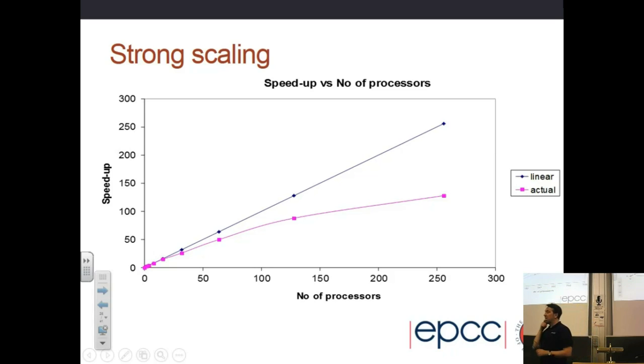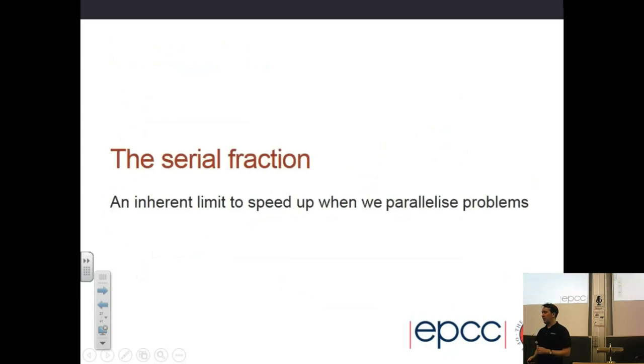So the question is, can we have some way to model that? And that's what the final part of this lecture is. Sorry, I'm jumping ahead. There is an inherent limit to speed up when we parallelize problems. I said, for example, for the Sharpen example, the I/O is done in serial. A single master processor does the read and write of the data. It doesn't matter how many processors you throw at that problem, you're going to still have this fixed I/O overhead.